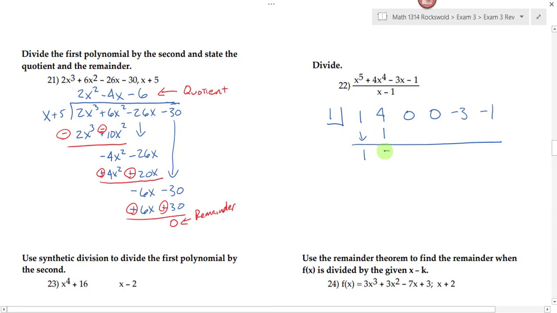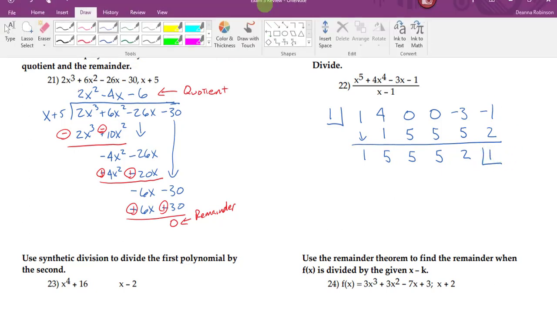4 plus 1 is 5. And then we do 1 times 5 is 5. 0 plus 5 is 5. 1 times 5 is 5. 0 plus 5 is 5. 1 times 5 is 5, and so that goes up here, and negative 3 plus 5 is 2, 1 times 2 is 2, and negative 1 plus 2 is 1. This number right here represents the remainder.